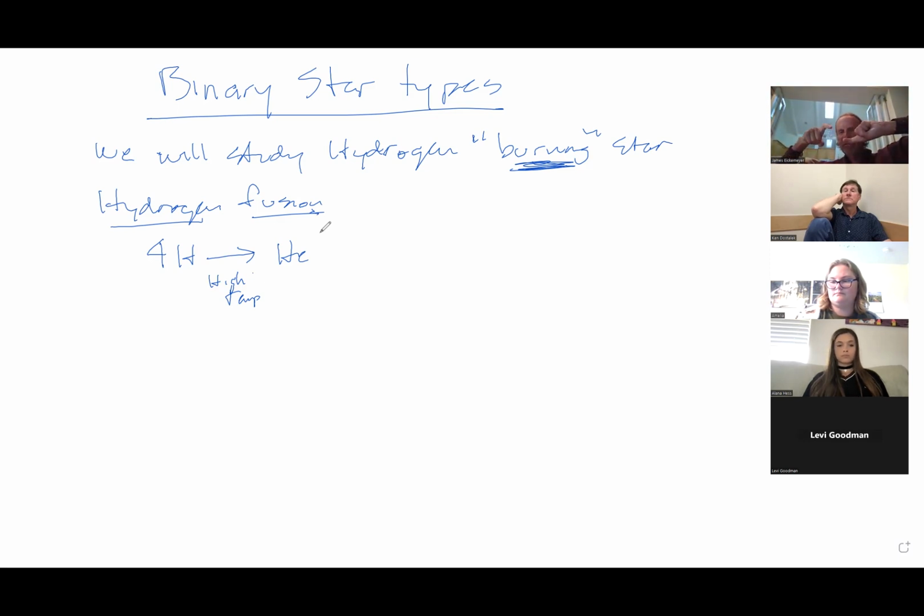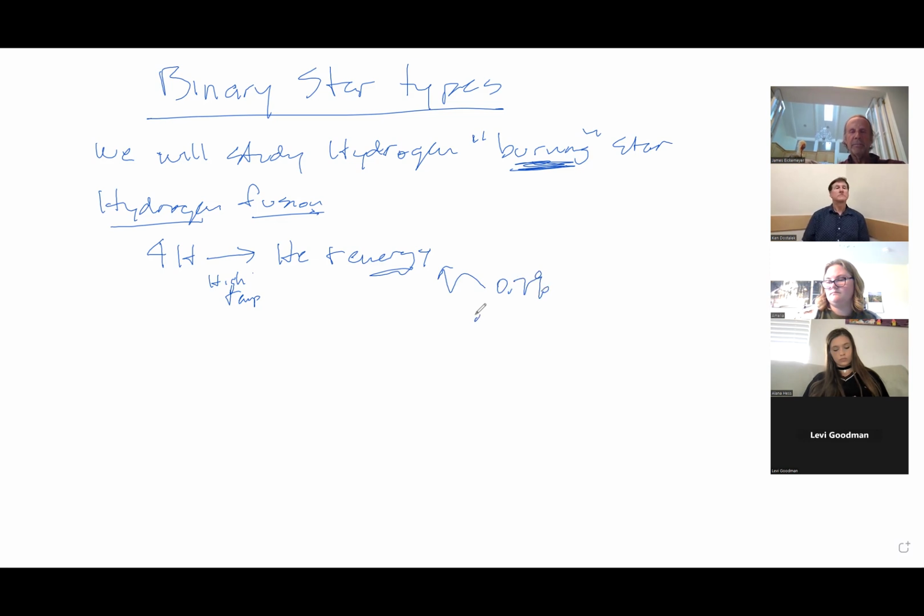But if you can get them close enough to each other, it's like there are these little hooks that can engage, but they're very short range. Not really hooks, but that represents what's called the strong nuclear force. And so the four hydrogens then turn into helium plus energy. The energy comes from a little bit of the hydrogen being turned into helium. About 0.7% of the mass of the hydrogens is turned into energy, and that's what causes a star to shine.